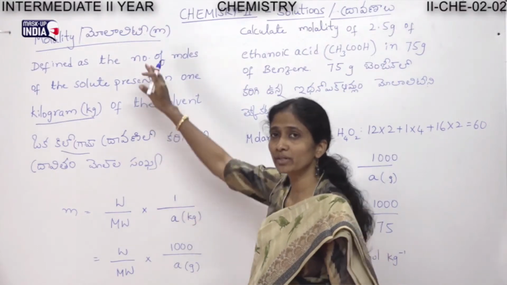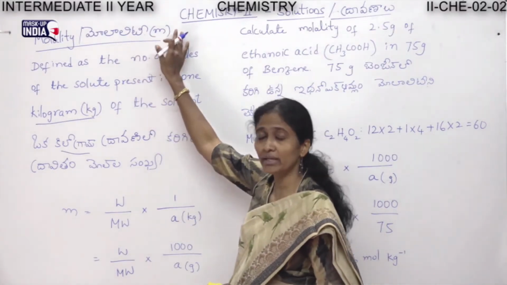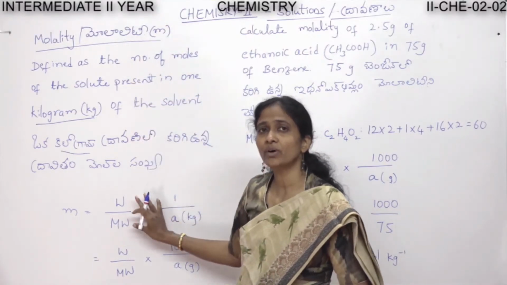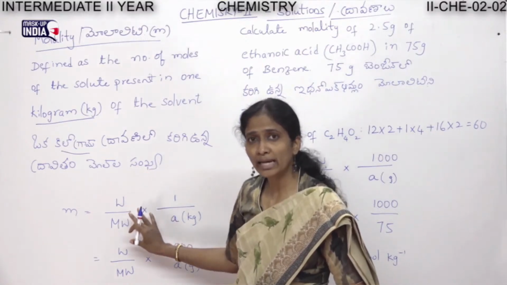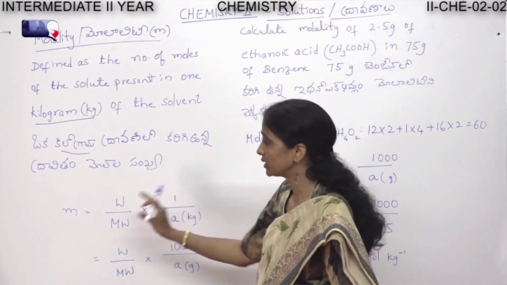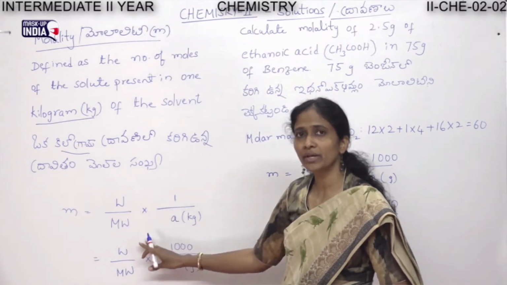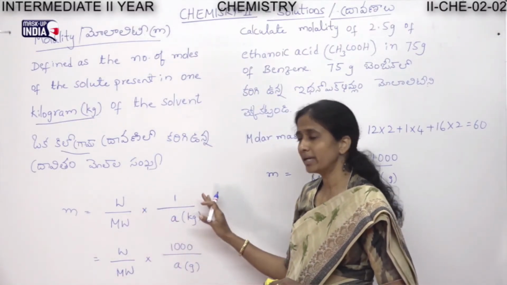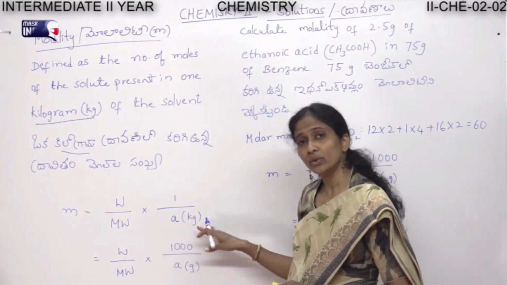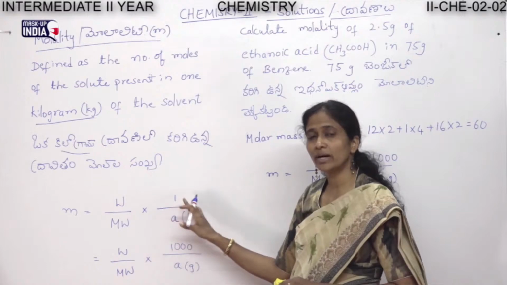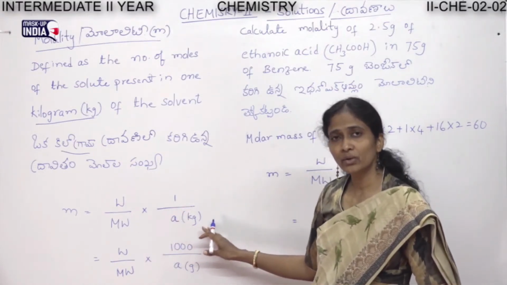So one more thing, molality is designated by small m. Next we come to the formula of molality. What is the formula? Small m equals weight by molecular weight into 1 by A in kilograms. Okay, weight by molecular weight into 1 by A in kilograms.